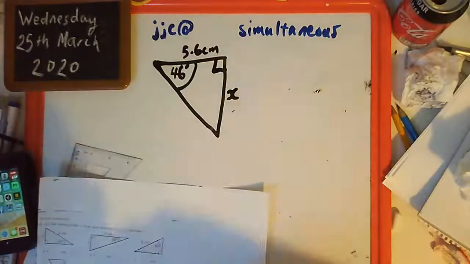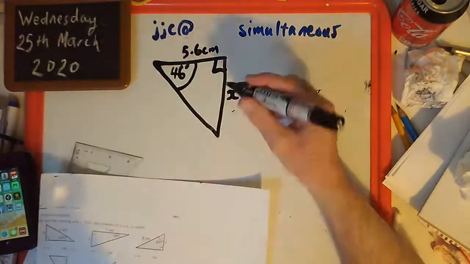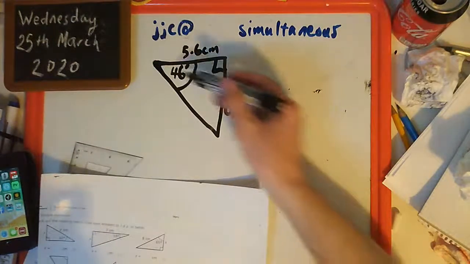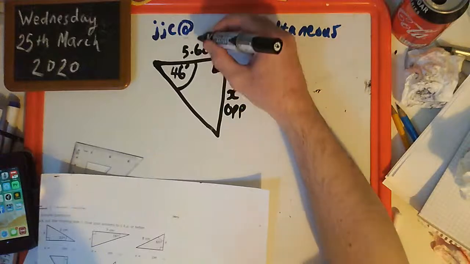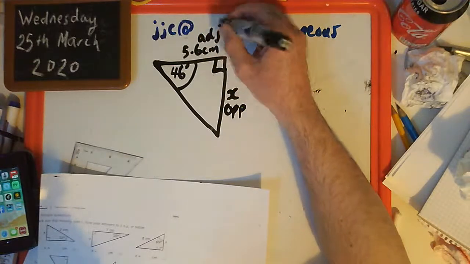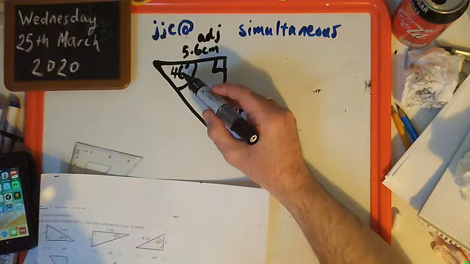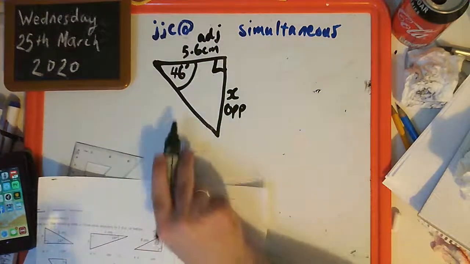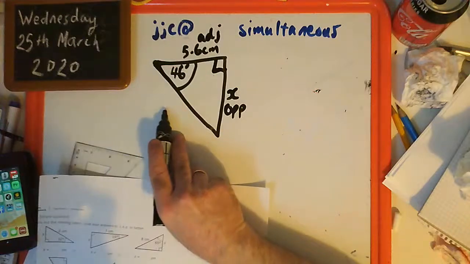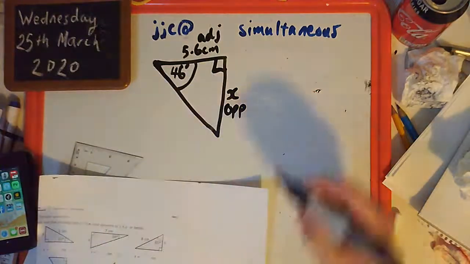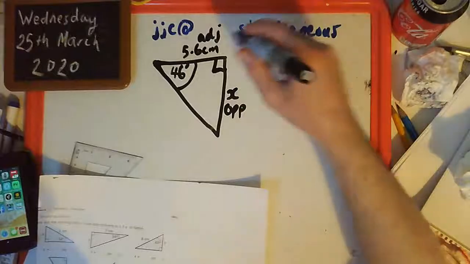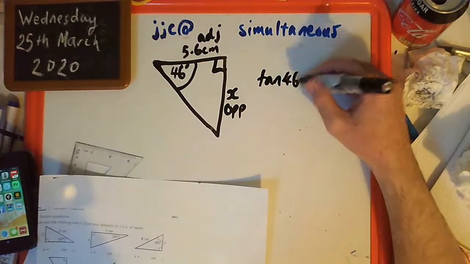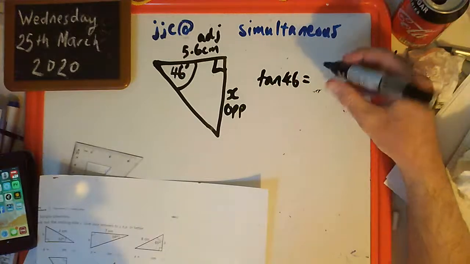So again, on this question, we've got the opposite. The x is opposite to the 46. We've got the adjacent, because the 5.6 is adjacent or next to the 46, but it's not the longest one, because the longest one, the hypotenuse, is there because it's opposite the 90-degree angle. So we've got tan again. Tan 46 equals opposite over adjacent.